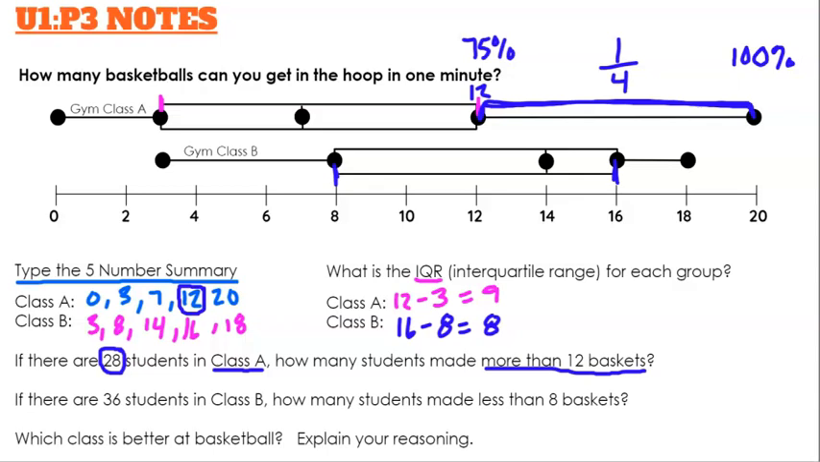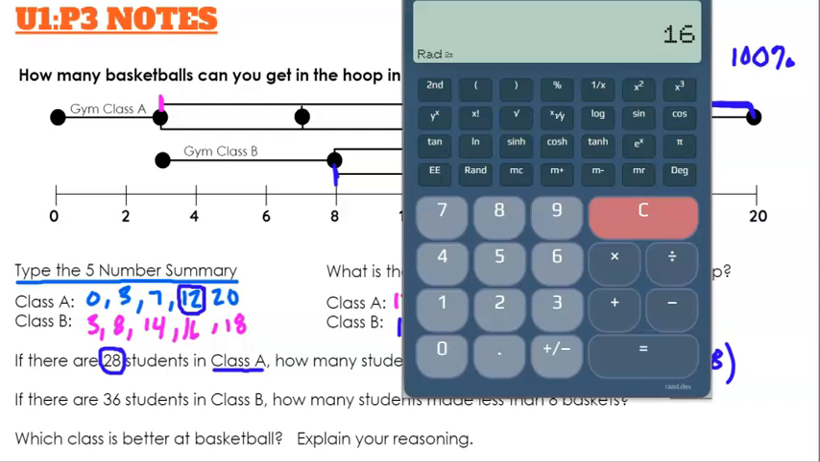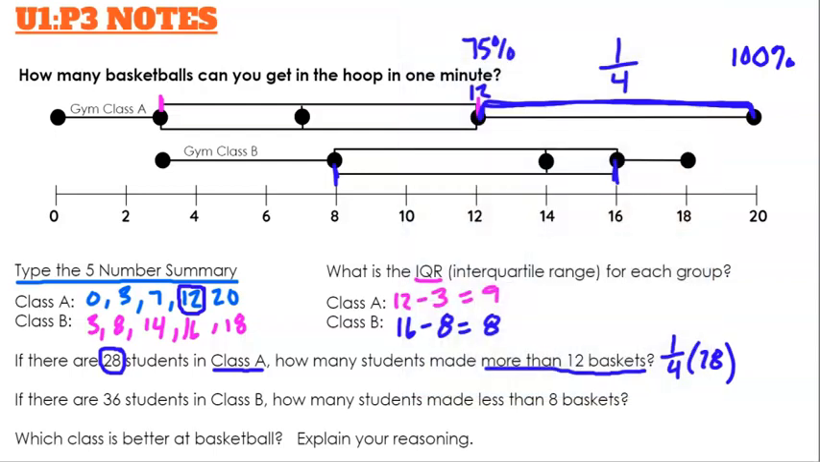So what we need to know is 1/4 of 28. So we want to do 1/4 times 28, which is really just 28 divided by 4. Taking a fourth is just dividing by 4. And so we know that 7 students would have made more than 12 baskets if we had 28 students in Class A.